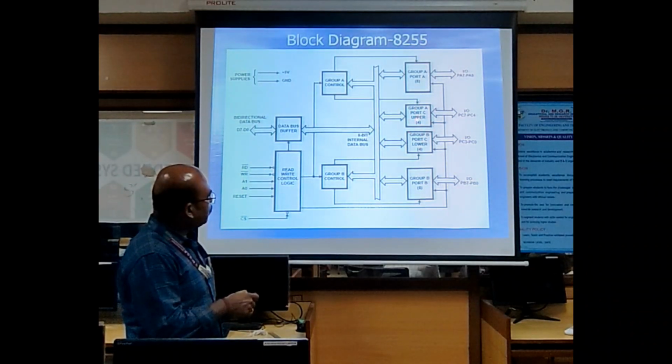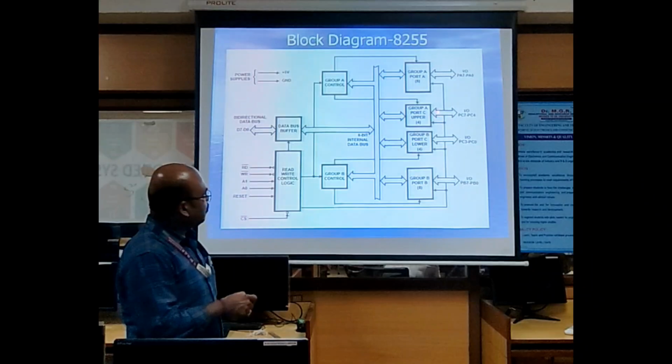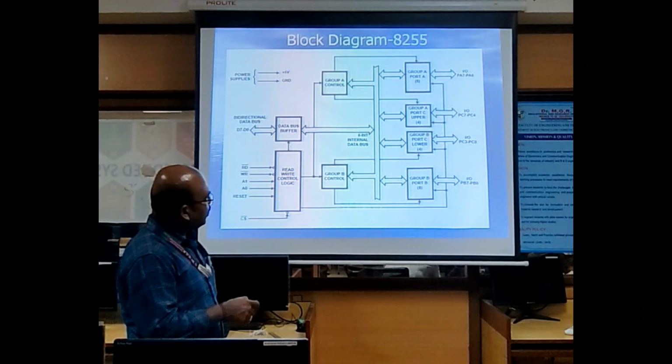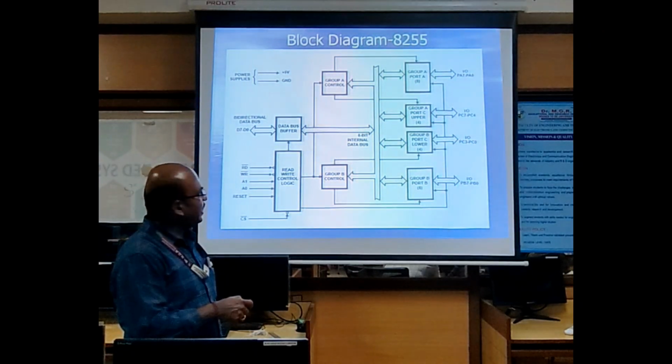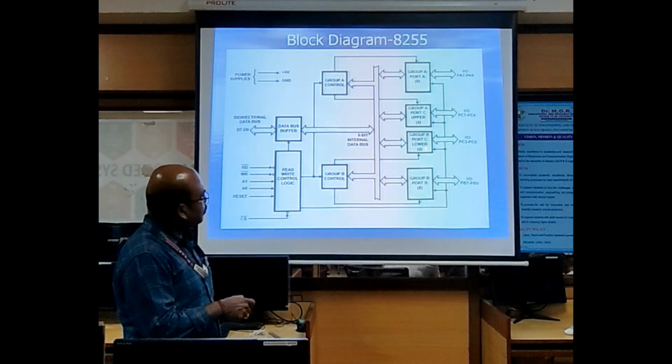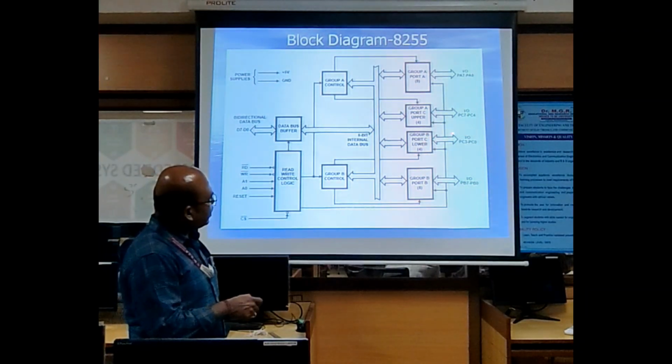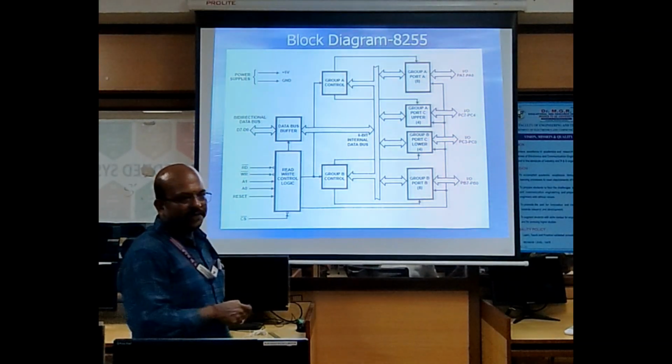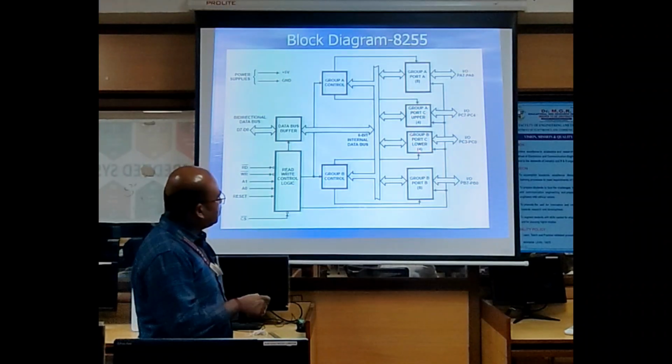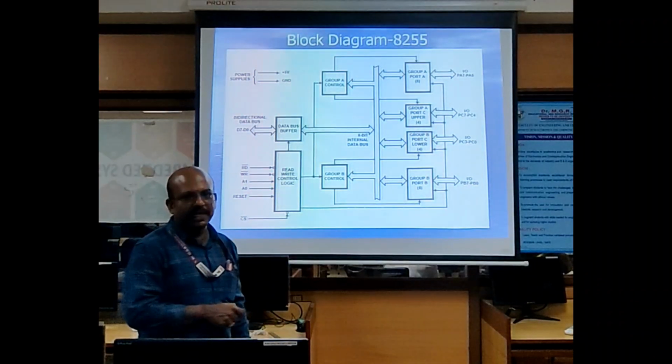Like that, port C has two 4-bit ports, right? Port C lower and port C upper. So we can connect 4 input devices or 4 output devices. When it acts as input, it is used to receive the data. When it acts as the output port, it is used to transmit the data. Apart from this, port C acts as the control signals.